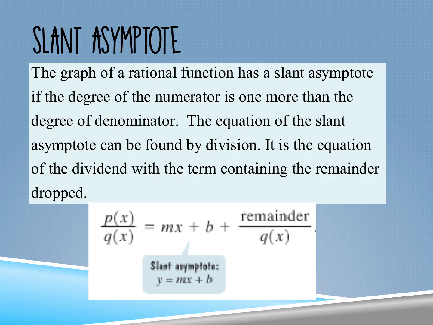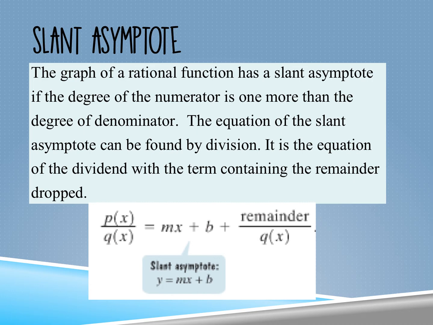All right, the last kind of asymptote is called a slant asymptote, and it is a line, okay? It is a line that is not vertical or horizontal. It has some sort of slope. It could have positive slope, it could have negative slope, but it has some sort of a tilt to it.